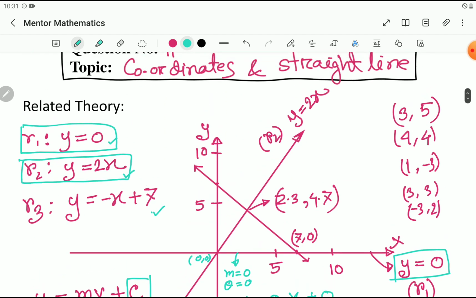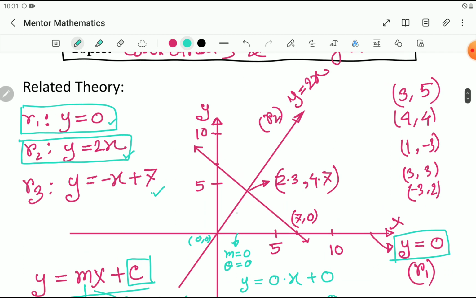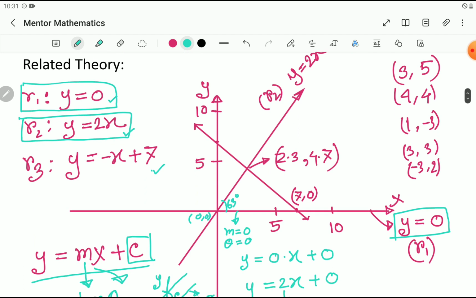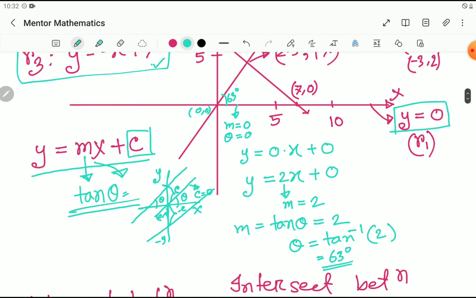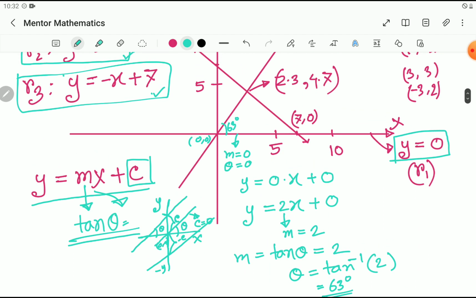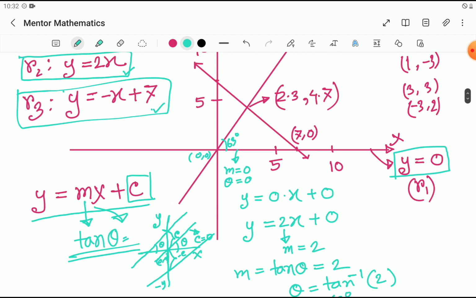Therefore, for our second line, the value of c is 0, and this angle is around 63 degrees. Okay, so this is our second straight line. Now we have to draw the third line, which is y equal to minus x plus c. In this particular problem, it's interesting because it has both m and c. So y equal to minus x plus 7.